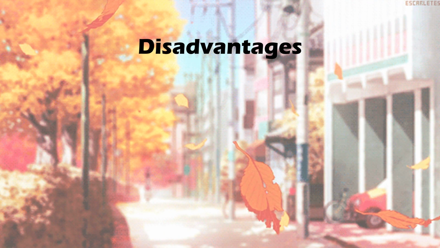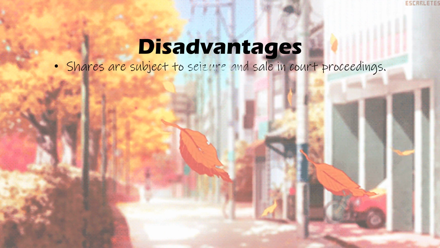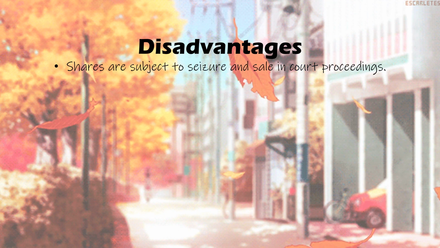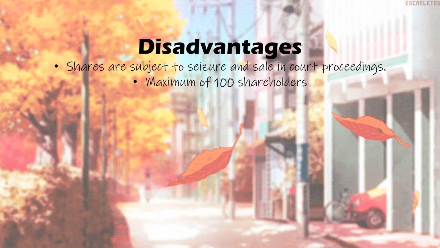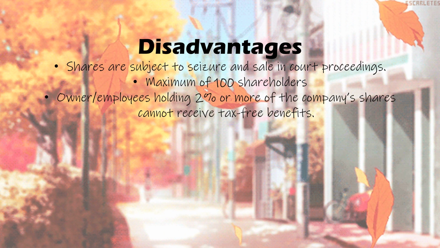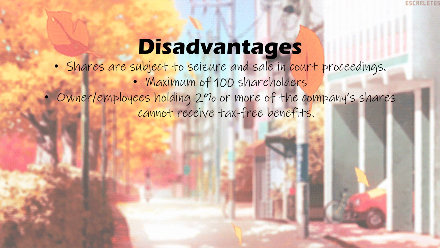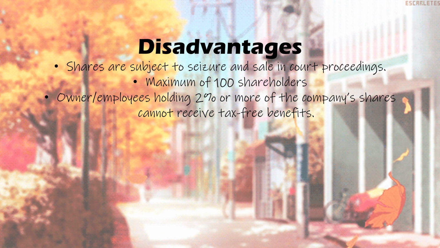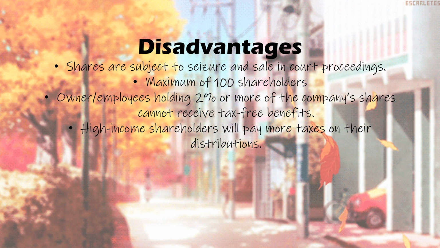The following are the disadvantages of S corporation. At shareholder level, the shares are subject to seizure and sale in court proceedings. There should only be a maximum of 100 shareholders. The owner or employees holding 2% or more of the company's shares cannot receive tax-free benefits. Because flow-through taxes will be paid at a personal rate, high-income shareholders will pay more taxes on their distributions.